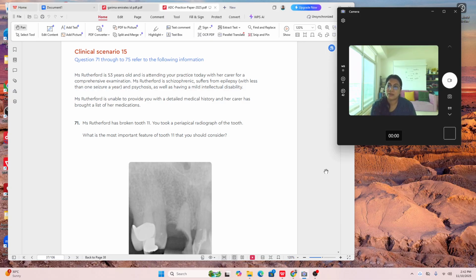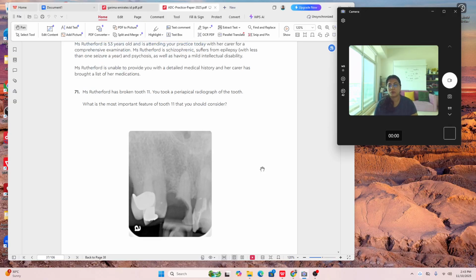So Ms. Rutherford is unable to provide you with a detailed medical history. Probably she doesn't remember, or she doesn't really understand what you're asking. She doesn't know what to say, and her carer has brought a list of the medications she's taking. These medications are prescribed by the doctor, and the carer is giving them to her probably as prescribed. Now Ms. Rutherford has a broken tooth 1-1, the front tooth. You took a periapical radiograph of the tooth. What is the most important feature of tooth 1-1 that you should consider?